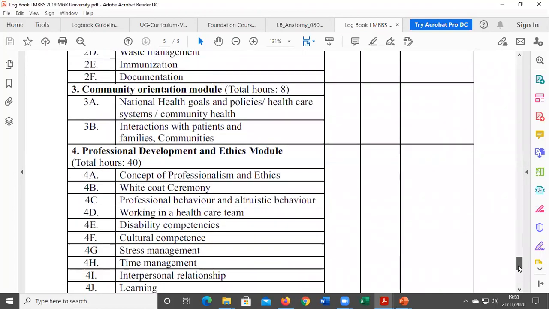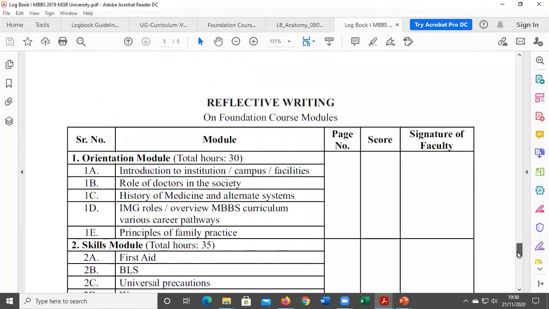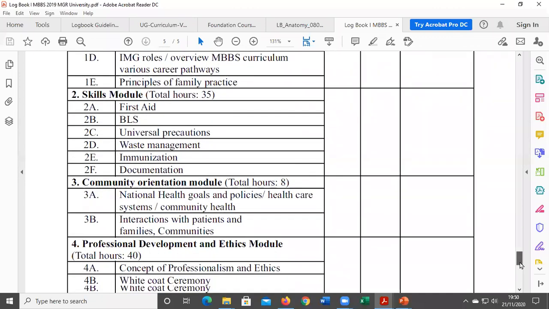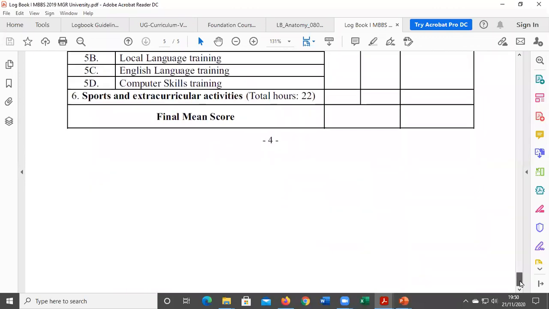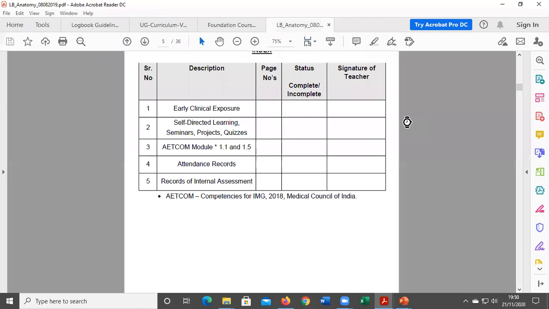And then there is a table of contents based on various modules: orientation, skills module, community orientation, then professional development, language, computer skills, and sports and extracurricular. Six modules, page number, then the score as per the rubric that was given, and signature of the faculty in charge of that particular batch of students. And of course, this will be followed by a huge bunch of blank pages where the students will write reflections on the various activities. This is the sample logbook of the foundation course of the college at Salem.